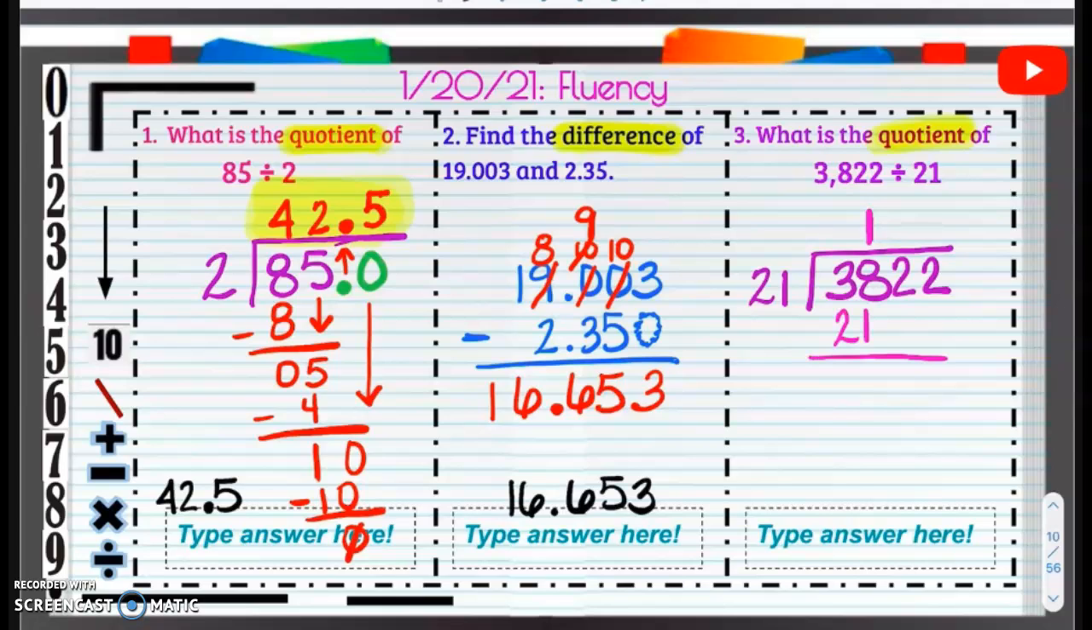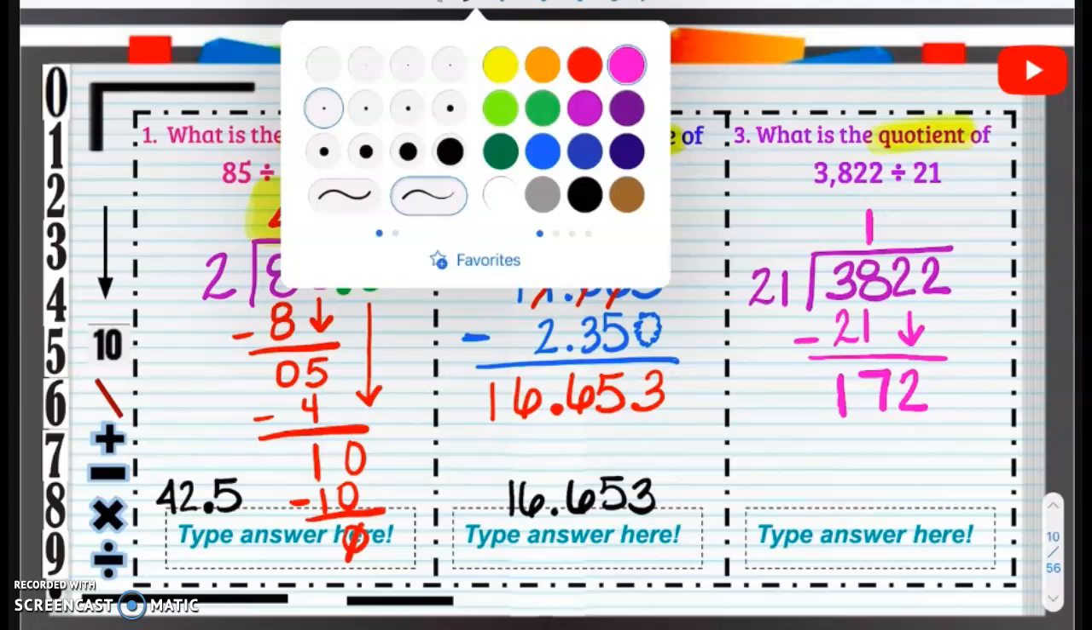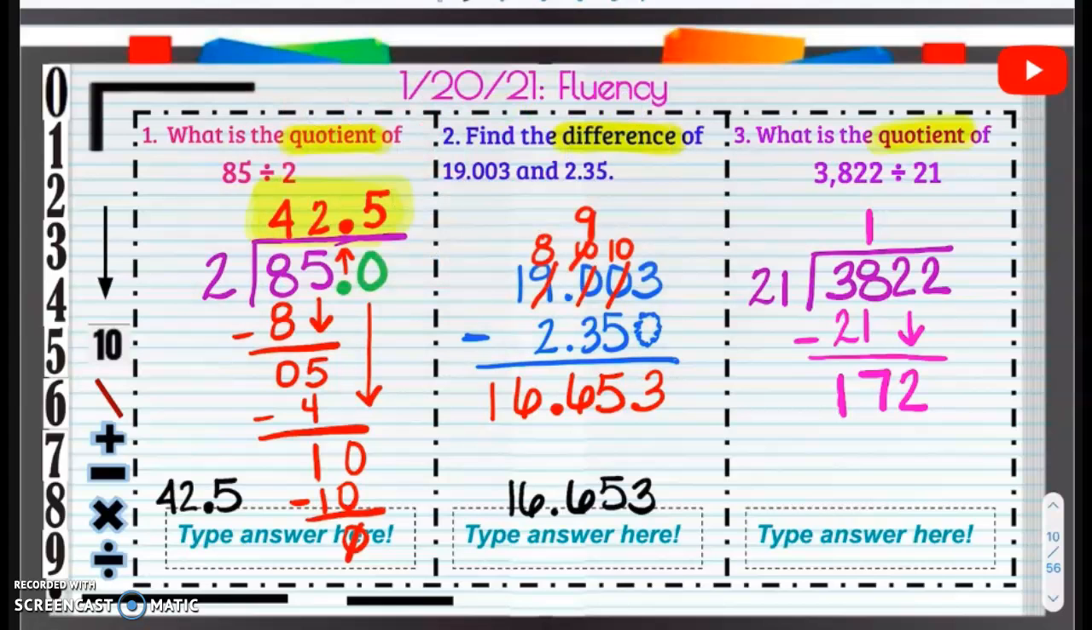Now we're going to subtract. 8 minus 1 is 7. 3 minus 2 is 1. We're going to bring down that next 2 here. Now we have 172. How many times can 21 go into 172? I don't know. Let's take a guess. Maybe times 6?